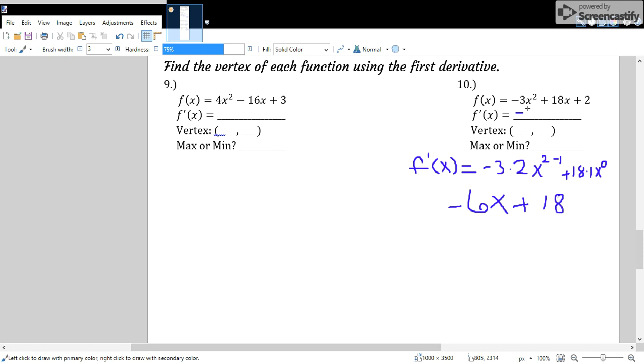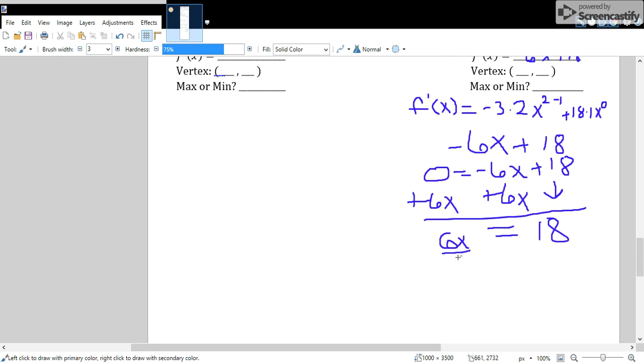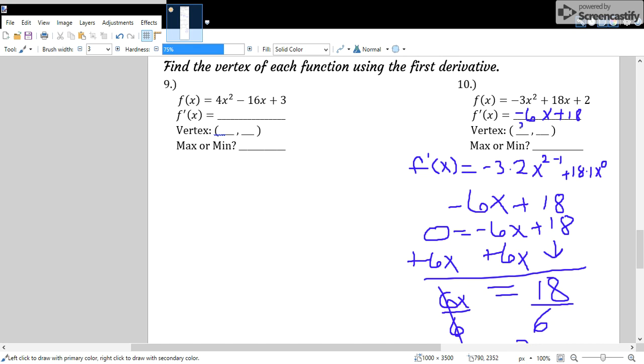Set it equal to 0 to find our axis of symmetry. So we set our first derivative equal to 0, or negative 6x plus 18. Let's add the 6x to the other side. Carry down that 18. To get x by itself, we want to divide by what is in front of it. The coefficient is 6. So 1x equals 3. So our axis of symmetry is 3.